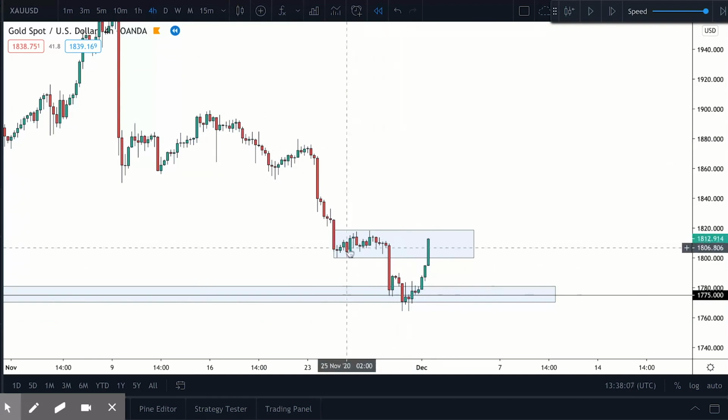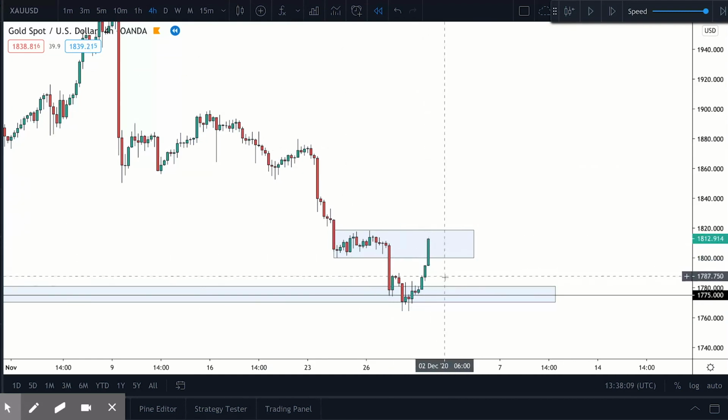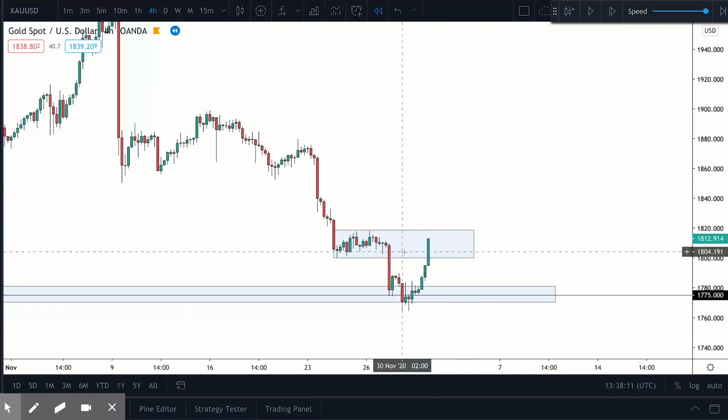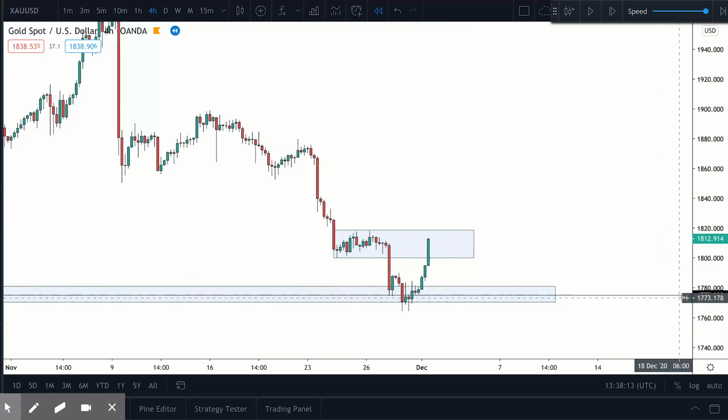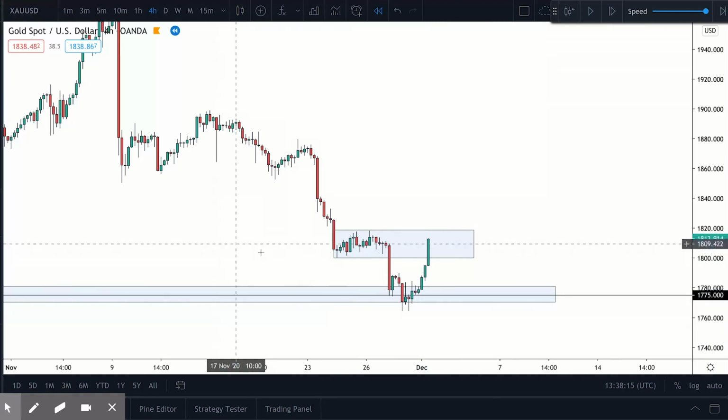So from here, we can look at this zone and think, okay, if we reverse and push lower, there is a chance that we're going to push through here. But this level has a lot of validity, being a key level, rounded off 1775, and being a demand zone.